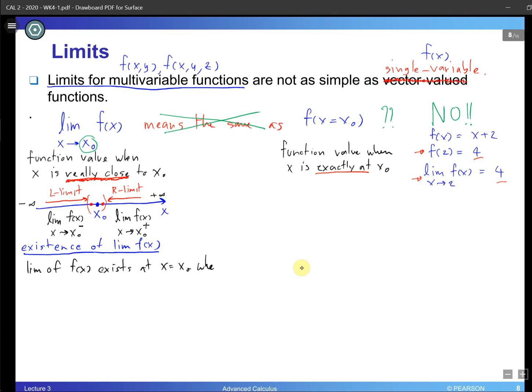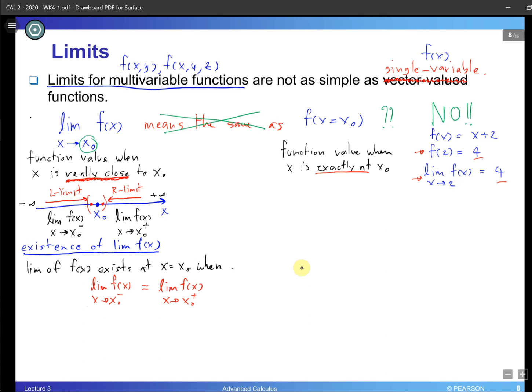Here comes the condition, and I'm going to write it down in red right here, very important. When the left hand limit and the right hand limit are equal. Here's the key, right? The left hand limit, which is the limit of f(x) when x approaches x0 from the left hand side, which is negative, must be equal to the limit from the right hand side, which is f(x) when x approaches x0 from the positive infinity. So it requires both sublimits to be equal.